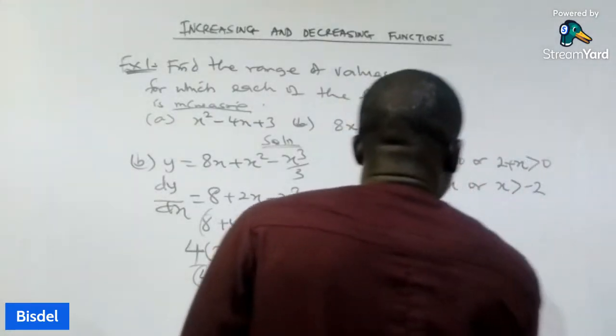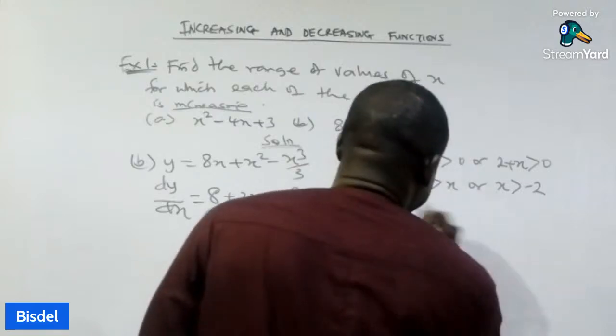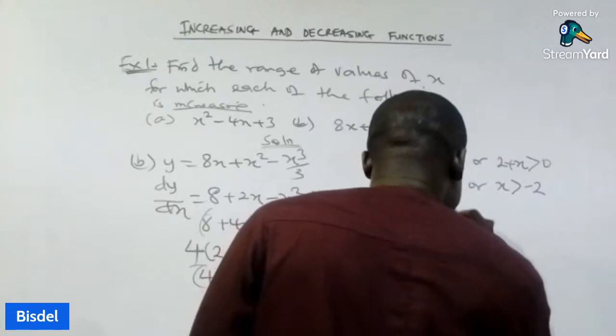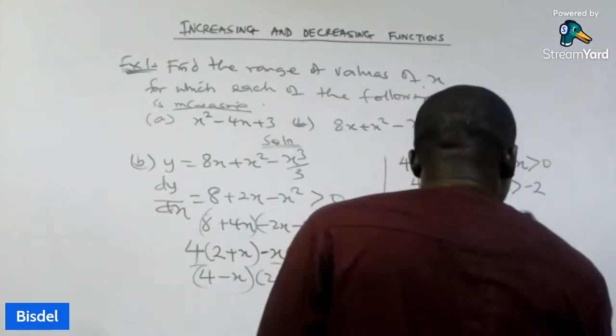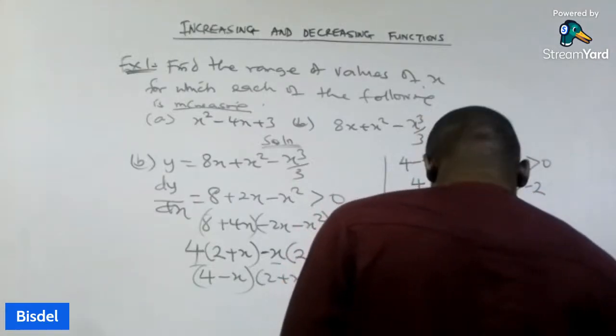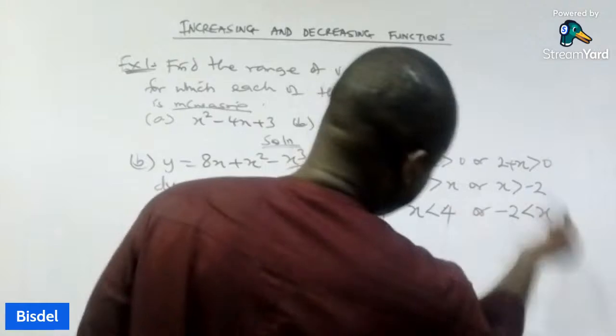If 4 is greater than x, I can rewrite this and say x is less than 4. Or if x is greater than minus 2, I can say minus 2 is less than x. So I can try to rewrite this.